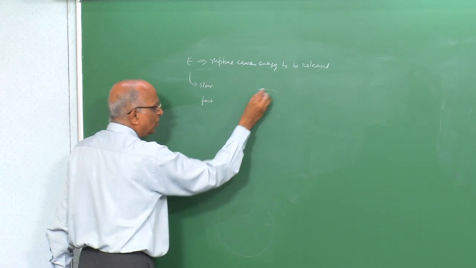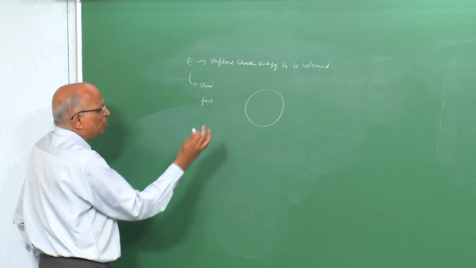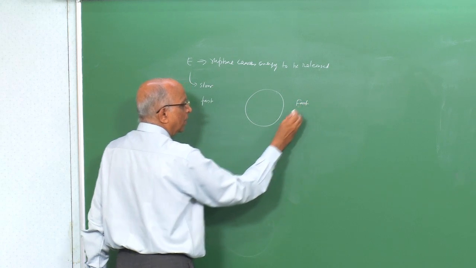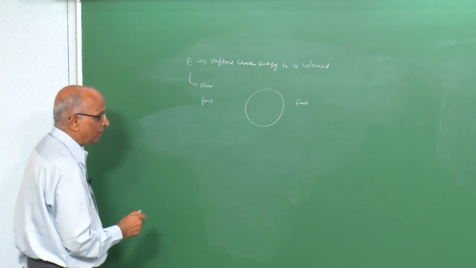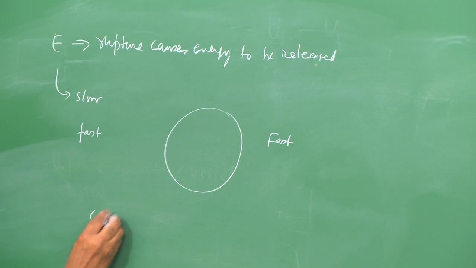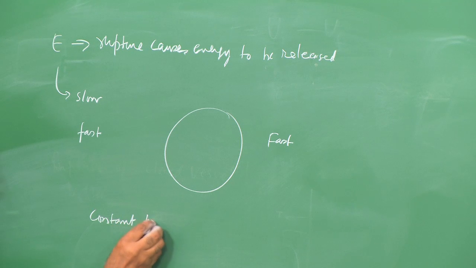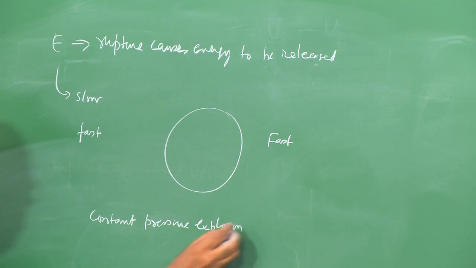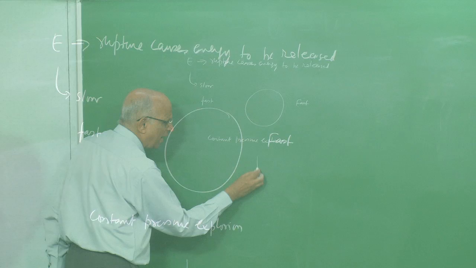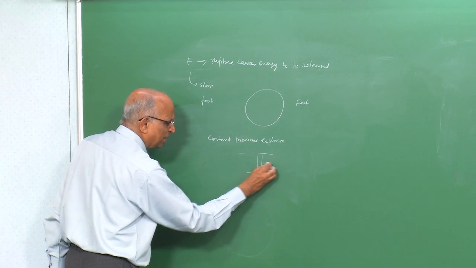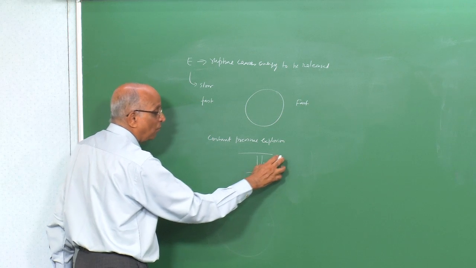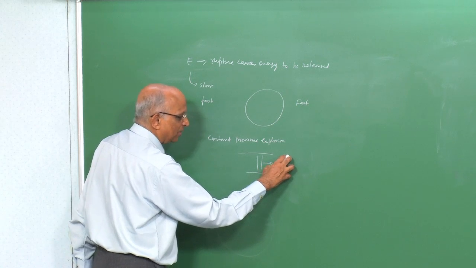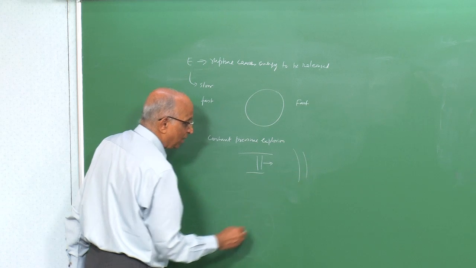Whenever we talk of a constant volume explosion, it just goes with a bang. That means the energy release is very fast. Compared to a constant volume explosion, what do you mean by a constant pressure explosion? Let's say I have a piston which is driving the gas at constant pressure and the volume increases. That could also provide some energy with which I could have an explosion taking place.